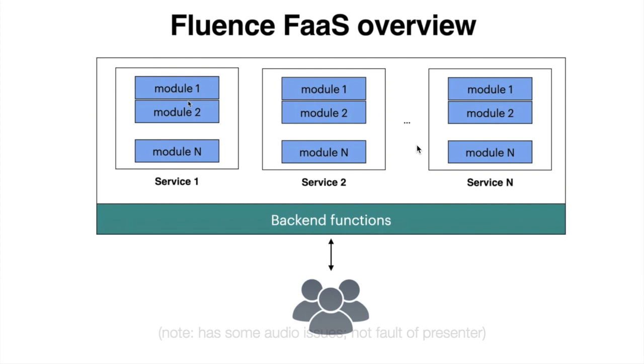And a bunch of these modules can be united into an entity called a service. So a service here can be considered like an application, or like a service in an operating system. The next one is a backend. A backend is a group of services, where each service could be located on a different node, a different peer inside the Fluence network.